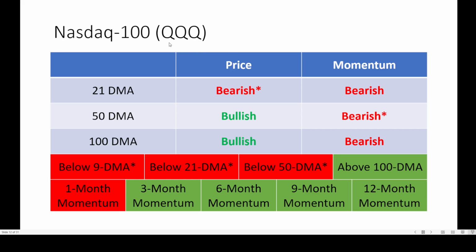Let's take a look at the momentum screens on QQQ. Price flipping bearish on the 21-day moving average, just like SPY. Momentum across the board has gone bearish below the 9, 21, and 50. 50 being the most key here, 21 leading that.